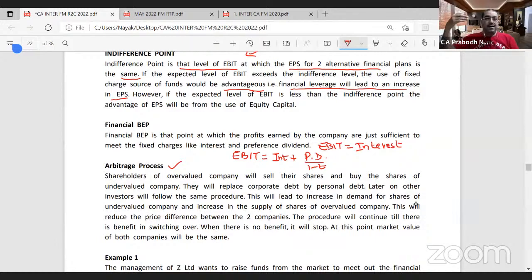Isn't it? Cost of debt, you want. What you do? You say interest net of tax. You multiply by 1 minus t. But here I require preference dividend pre-tax, so divided by 1 minus t. Okay. So in that case, you can give these two figures, that is this or this. That means if your preference capital is there, EBIT should be sufficient to meet the interest plus the preference dividend before tax.